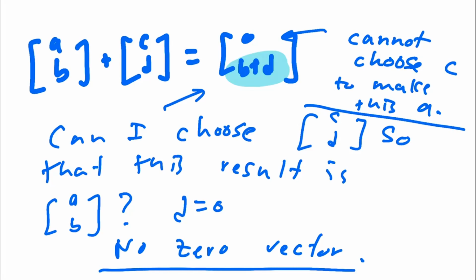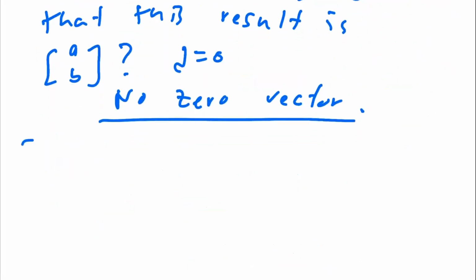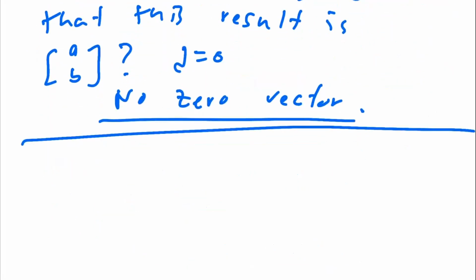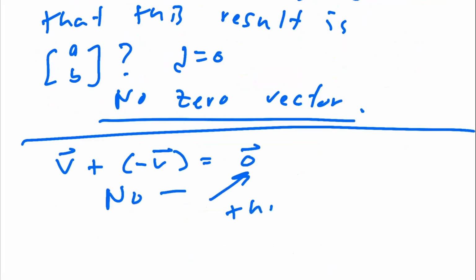Since there is no 0 vector, I can't find something so that V plus negative V is equal to 0. The 0 doesn't exist. Do you know what I'm saying? Okay. Yeah. So I might say, can I make this happen? No, this doesn't exist.